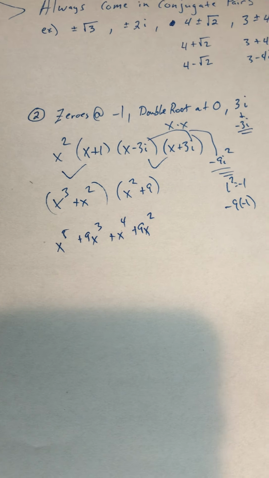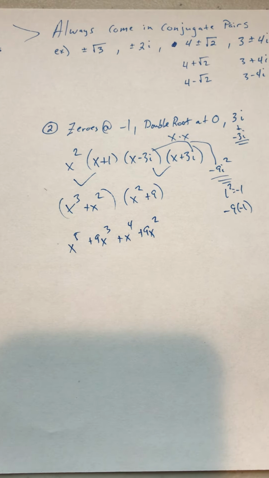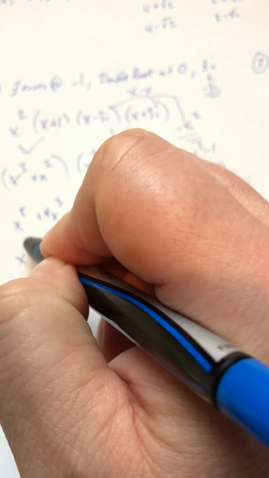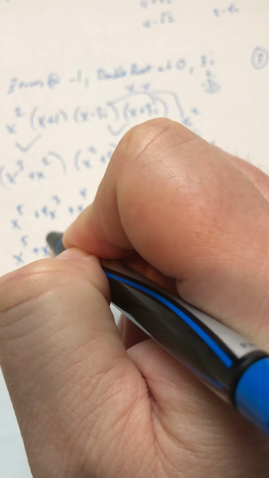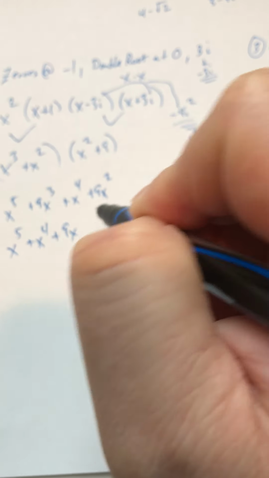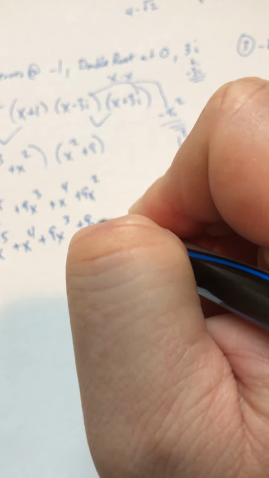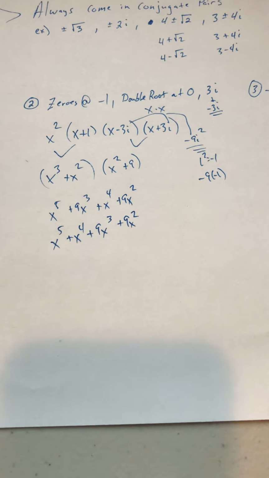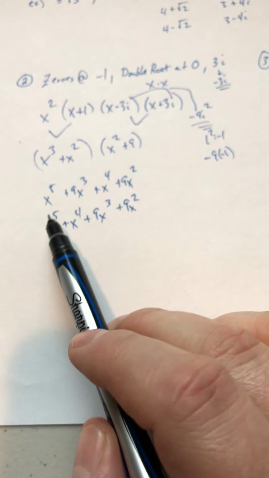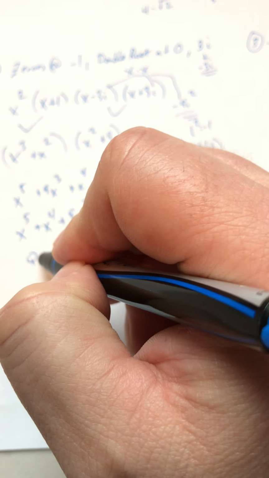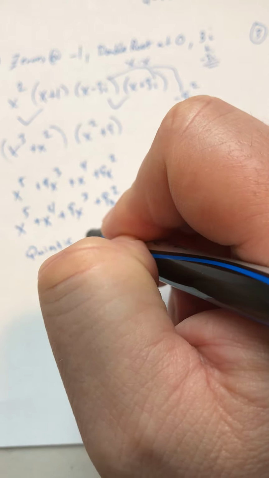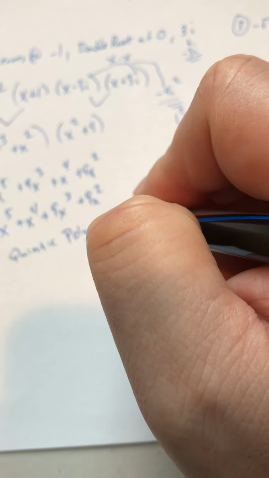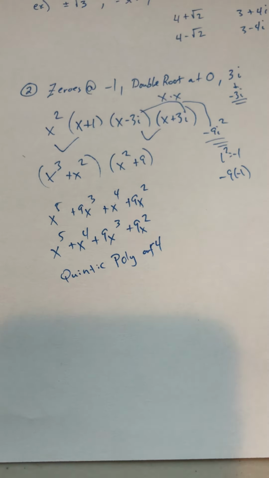So the only thing left to do here is to remember for standard form it's got to be in order from highest to lowest. So I need to switch the order to put this thing in legit standard form. And there is our polynomial. So this one would be quintic, because it's a 5th power. And then that would be a polynomial of 4. I'll shorten that up to just poly.